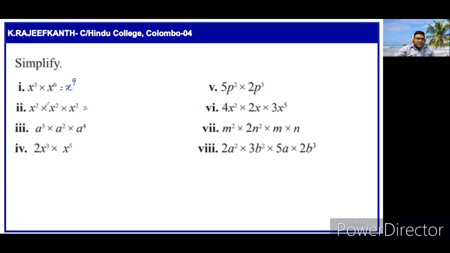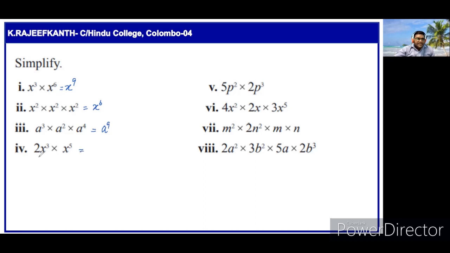Here x to the power of 2 times x to the power of 2 times x to the power of 2. Then we can add these three indices, 2 plus 2, 4, plus 2, 6, so x to the power of 6. Then here a to the power of 3 times a to the power of 2 times a to the power of 4. The bases are equal, so we can add these three indices, 3 plus 2, 5, plus 4, 9.